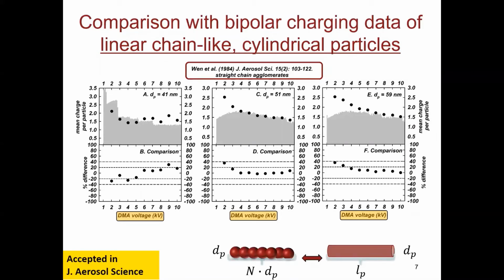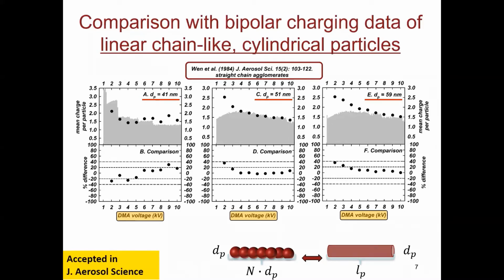The predictions are made taking into account the convolution between the charge distribution and the DMA transfer functions for the experimental conditions. The experimental data is shown using black filled circles, and the model predictions are shown using the gray filled histogram in panels A, C, and E, respectively for primary particle diameters of 41, 51, and 59 nanometers.